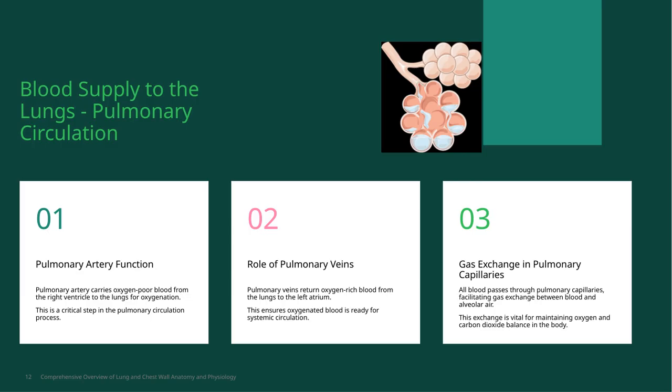Here, oxygen from the alveolar air diffuses into the blood, and carbon dioxide from the blood diffuses into the alveoli to be exhaled. This exchange is vital because it maintains the proper balance of oxygen and carbon dioxide in our body, which is essential for cellular function and overall health. So, in summary, the pulmonary arteries, veins, and capillaries work together seamlessly to ensure our blood is properly oxygenated and our body's gas exchange needs are met efficiently.